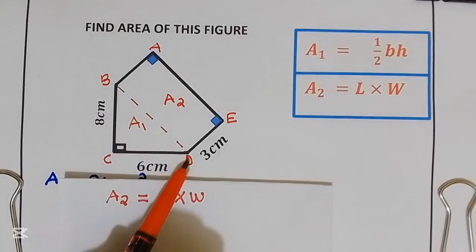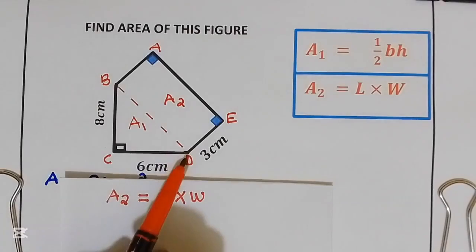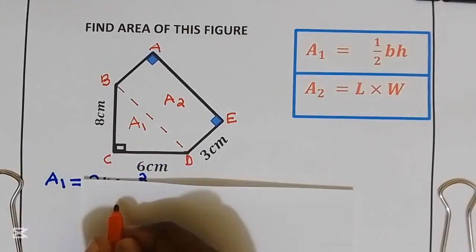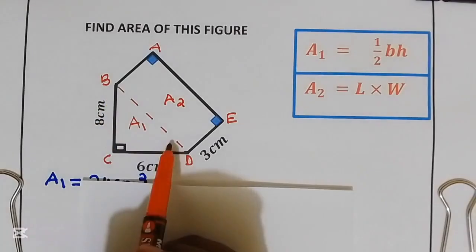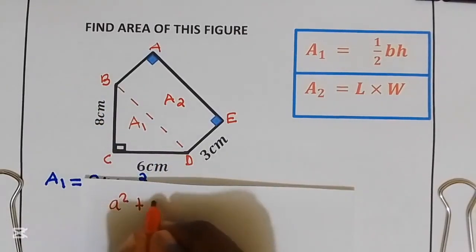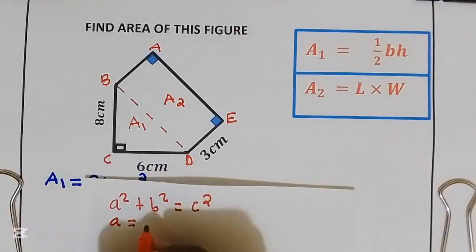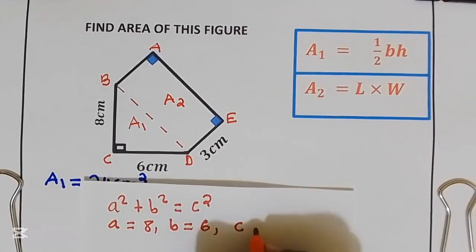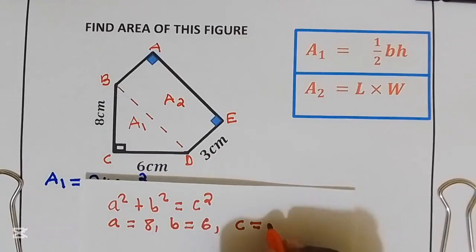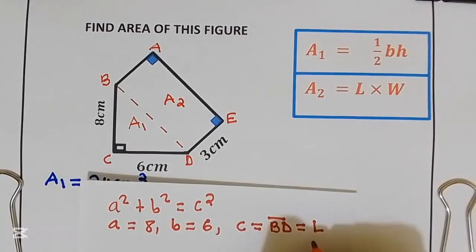Distance BD is the hypotenuse of the triangle, and we have shorter sides of 8 and 6. Let's go and find distance BD using this triangle. From Pythagoras theorem, for a right-angled triangle, the sum of the squares of the shorter sides is equal to the square of the long side. That is A square plus B square is equal to C square. We have A equal to 8, B equal to 6, and we are looking for C, which is equal to distance BD, which is also the length of the rectangle.